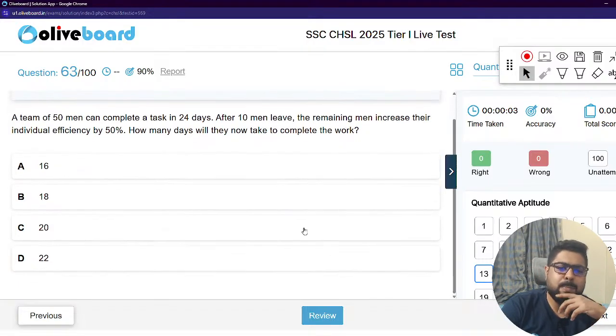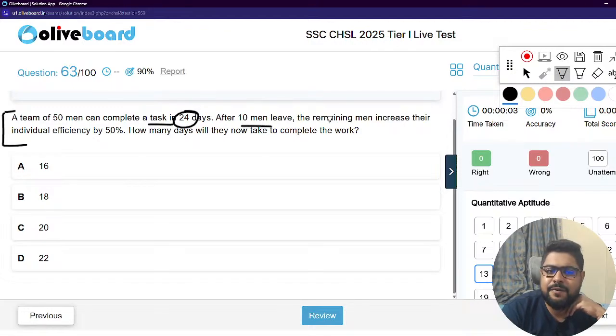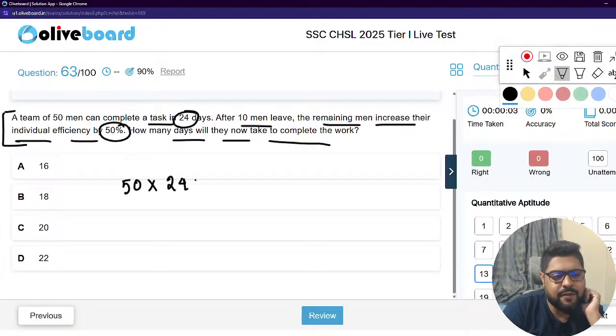Chalo. A team of 50 men can complete the work in 24 days. 10 men leave. The remaining men increase their individual efficiency by 50%. How long will they take to complete the work? Okay, sir. 50 men can do it in 24 days. Every day they do 1 unit a day. Every man every day does 1 unit a day. That's efficiency. 10 men leave. Now there are 40 men.